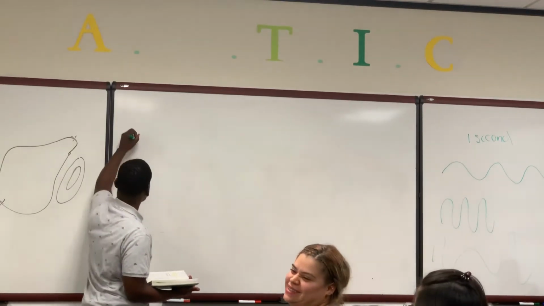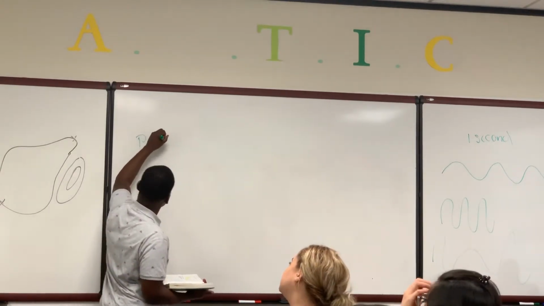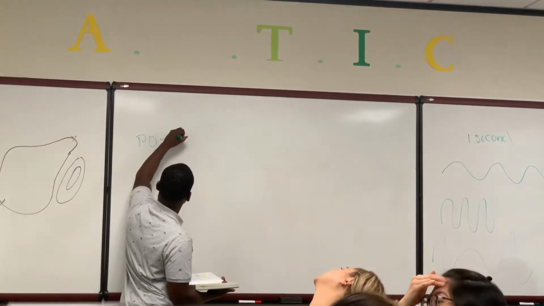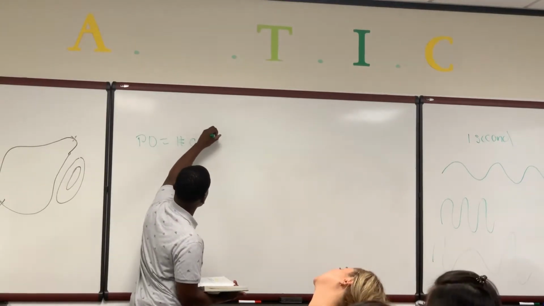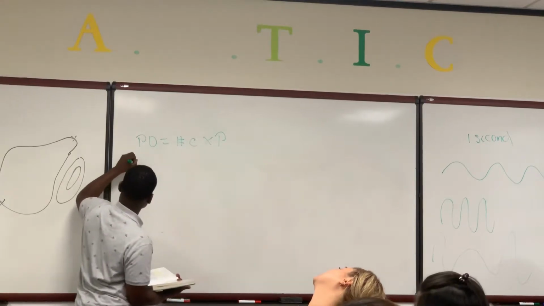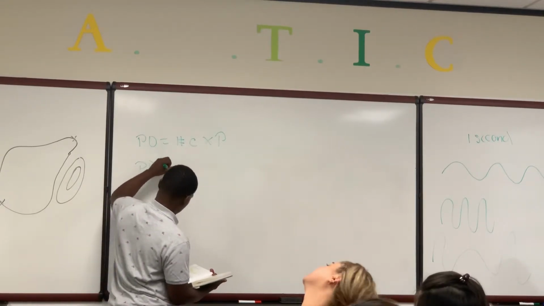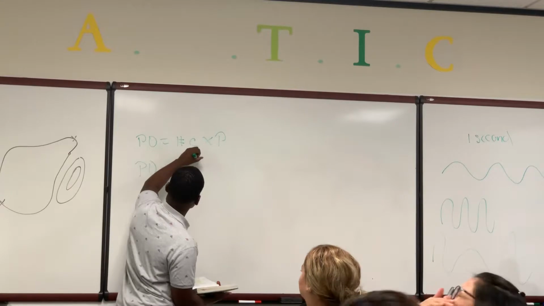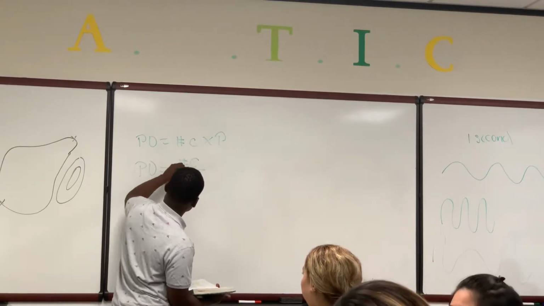All right. So, PD equals number of cycles times period, or PD equals number of cycles over frequency.